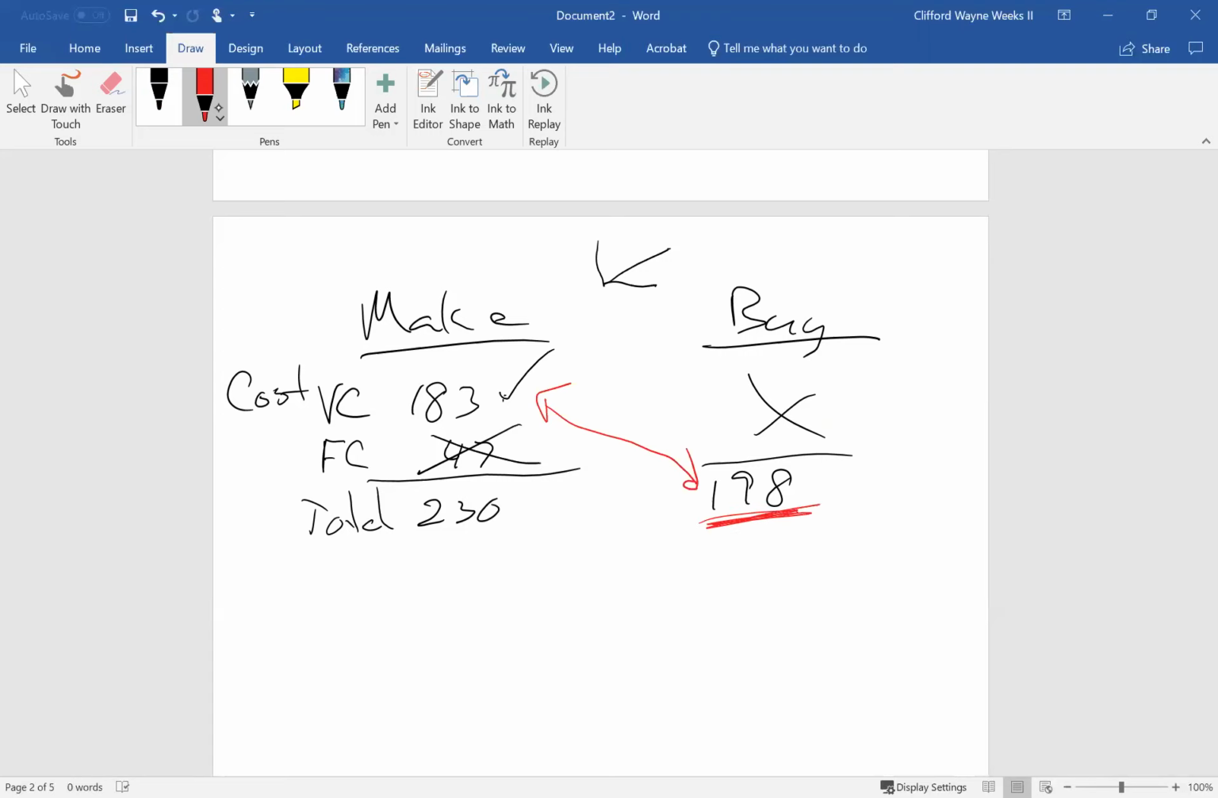So, this is what they're charging us now, okay, $198. But what happens next year? Are they going to raise their price? And so we don't have control over that, and so that's a qualitative component.